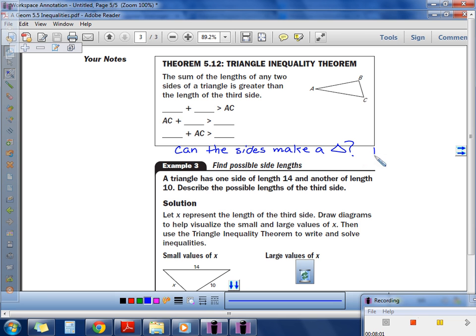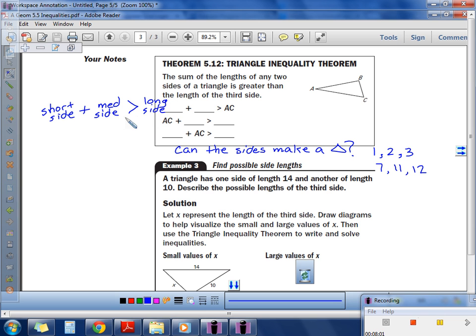So I can do like the side lengths 1, 2, and 3. I'll try like 7, 11, 12. These are 2 sets of numbers for possible triangles. We got to figure out, can they make triangles? Well, here's the concept. The concept is the 2 smaller sides, so the short side plus the medium side, will add to be greater than the longest side.